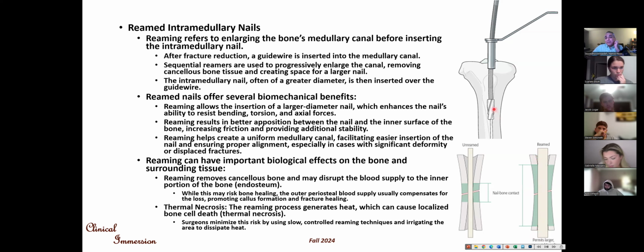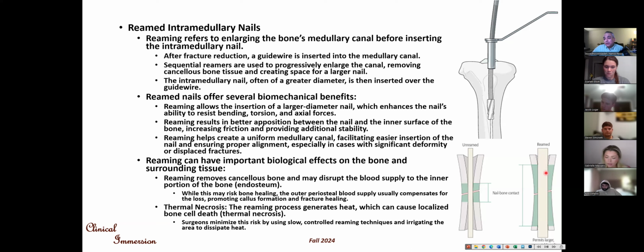And since it is a reamer and this area is thick cortical bone and it is very strong, when we want to ream it, it creates heat. And this heat, because it is a closed space, accumulates here and may cause thermal necrosis, and the cells around it may die. That is why when we are performing the reaming, we have a limitation. We cannot ream as much as we want.